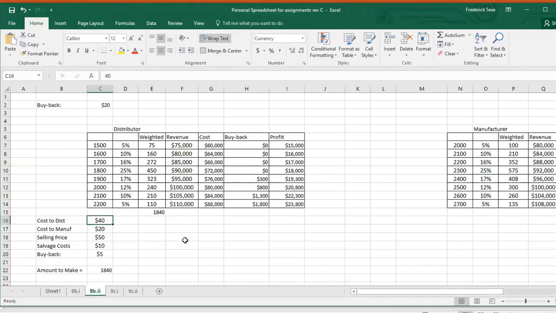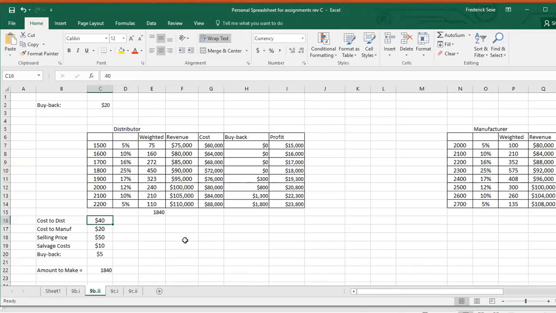When you calculate buyback, just remember the buyback has to be higher than the salvage price, salvage cost or salvage price, whatever you want to call it. Because if it's lower than the salvage price, the distributor will just say, well, I'll just salvage what I have.